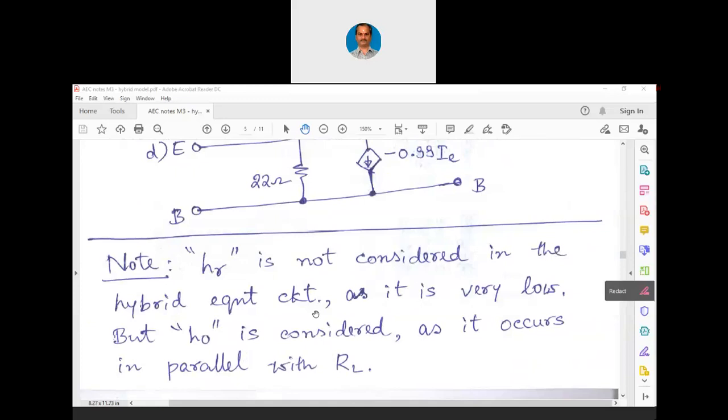HR is not considered in the hybrid equivalent circuit as it is very low. But H0 is considered as it occurs in parallel with RL. In this example, RL was not given. That is why we have considered H0 as it is given here. Whenever it is given, let us consider that. That is the point here.